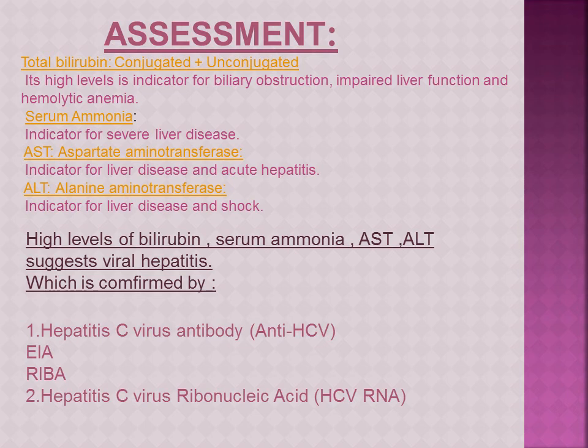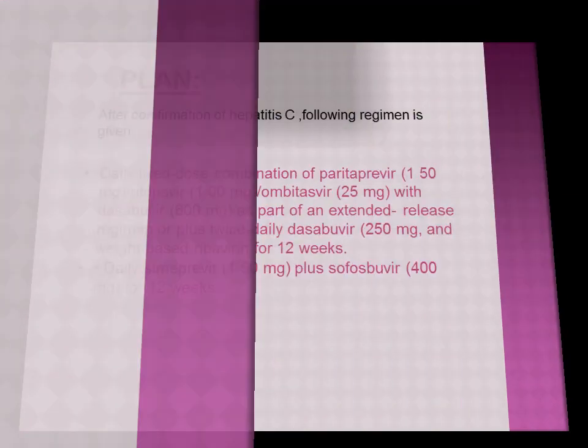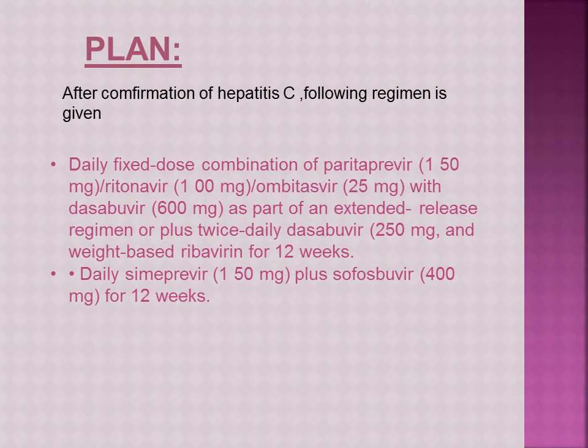High levels of bilirubin, serum ammonia, AST, ALT suggest viral hepatitis, which is confirmed by hepatitis C virus antibody, RIBA, or it is confirmed by hepatitis C virus ribonucleic acid. So what is the plan? After confirmation of hepatitis C, the following regimen is given.